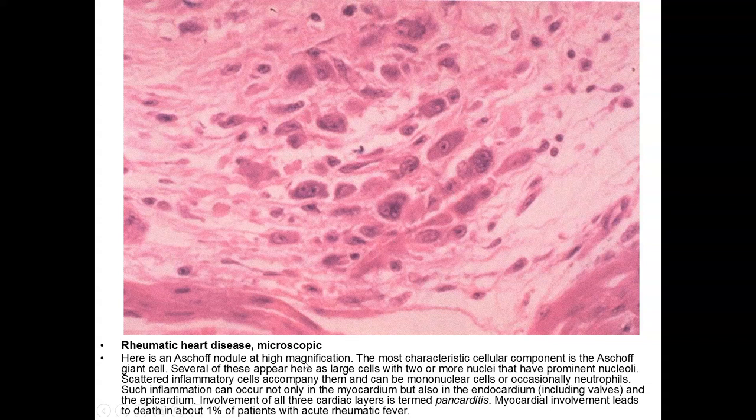Several of these appear here as large cells with two or more nuclei, look. Two or more nuclei that have prominent nucleoli. Scattered inflammatory cells accompany them and can be mononuclear cells or occasionally neutrophils. Such inflammation can occur not only in the myocardium, but also in the endocardium, including valves.